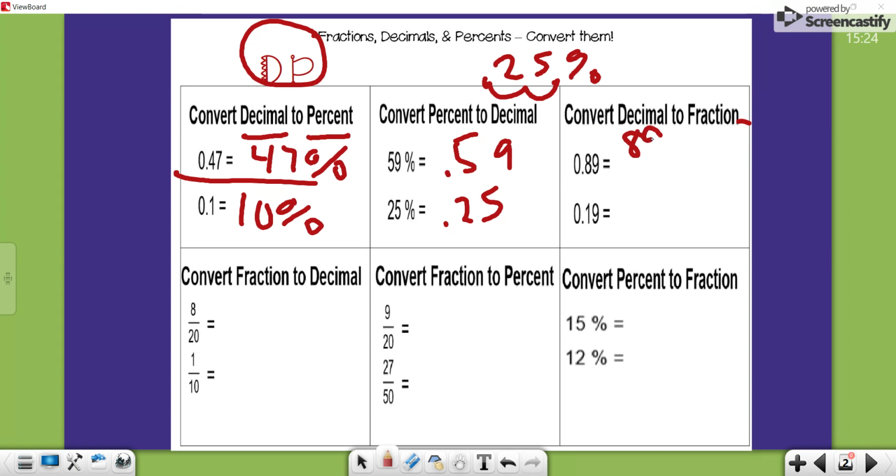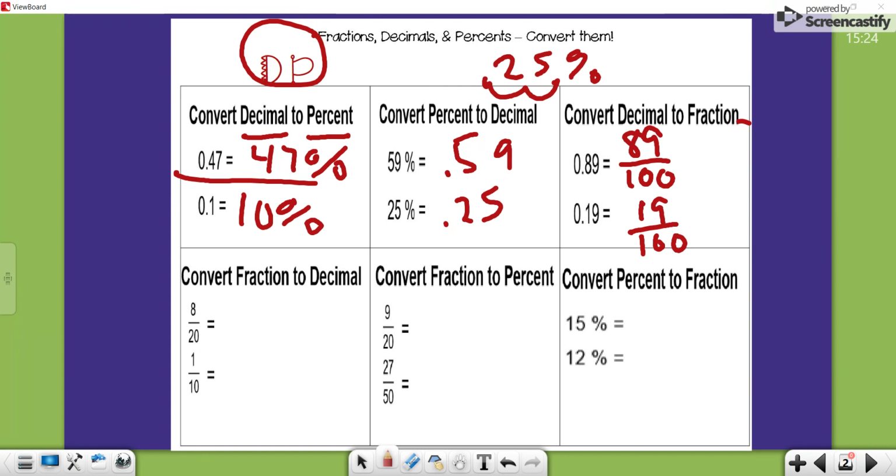If I say 89/100ths, that tells me what my fraction is. 89 and 100 do not have any common factors, so that is in simplest form. The next one says 0.19 or 19/100ths. I say the number, and then 19/100ths is written 19/100.